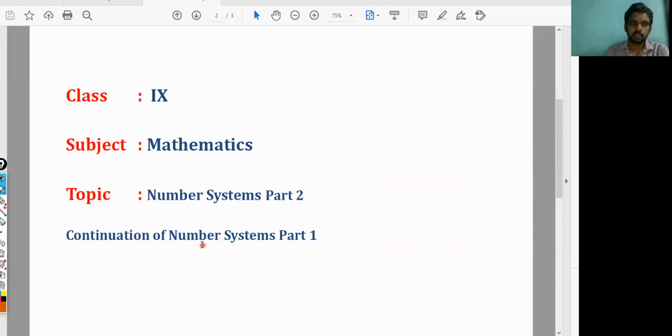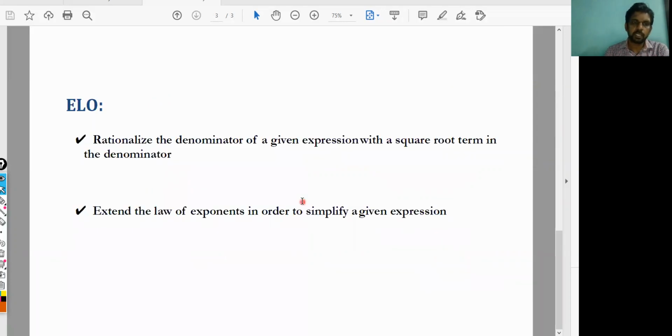Namaste students. We have seen the introduction of number systems and some operations on number systems. As a continuation of part 1, we are moving on to part 2 in this video. At the end of the session, you are expected to rationalize the denominator of the given expression, which are in square root terms, and extend the laws of exponents to the irrational numbers, right?